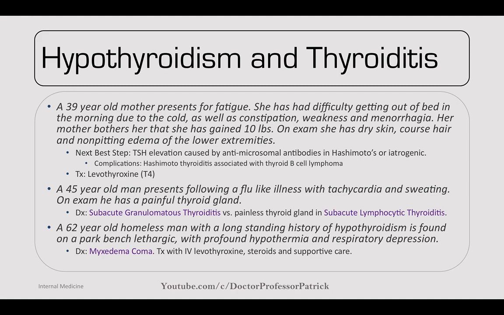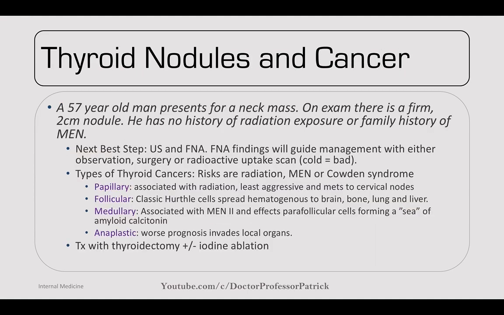So lastly, we've got a 62-year-old homeless man with a long-standing history of hypothyroidism. He's found on a park bench lethargic with profound hypothermia and respiratory depression. So this can be myxedema coma. It's a feared complication of hypothyroidism if they're unable to supplement with the thyroid hormone. And for treatment, you want to do IV levothyroxine and steroids in case there's a concomitant Addison's disease, and then supportive care.